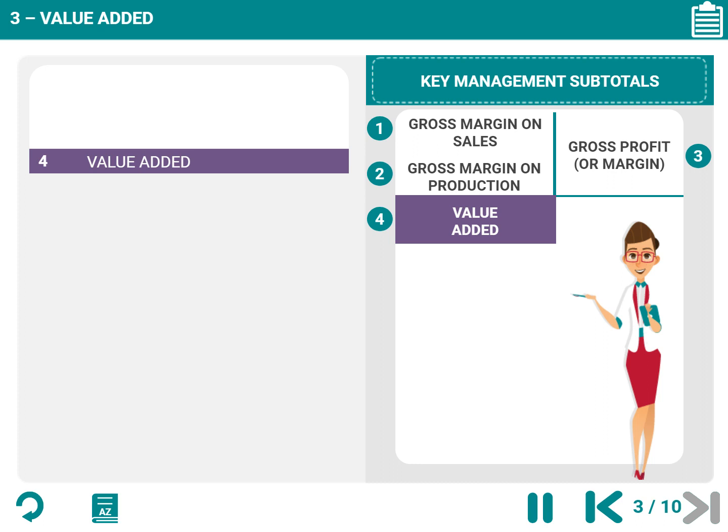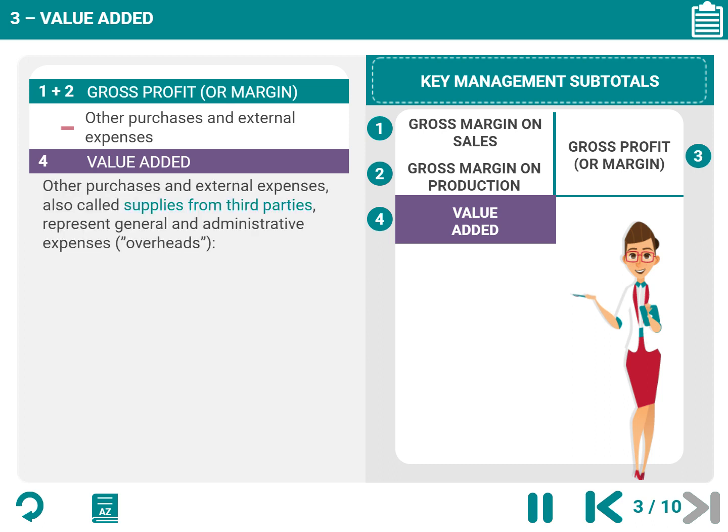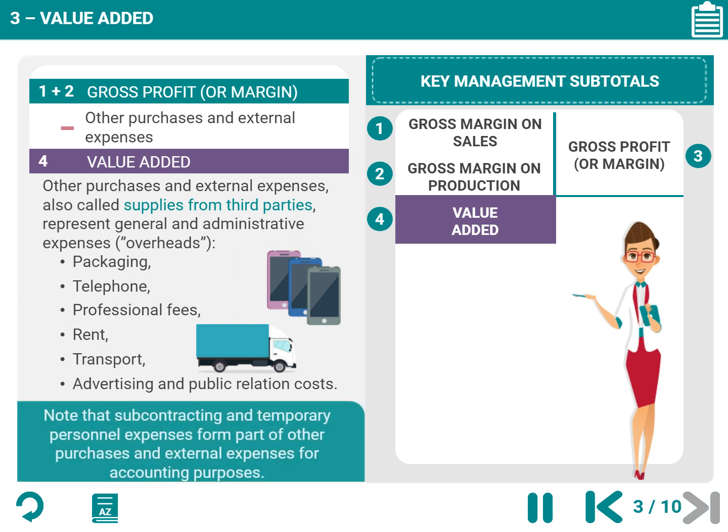Value-added corresponds to gross profit less other purchases and external expenses, also called supplies from third parties. The latter represent general and administrative expenses or overheads, packaging, telephone, professional fees, rent, transport, and advertising and public relations costs. Note that subcontracting and temporary personnel expenses form part of other purchases and external expenses for accounting purposes.